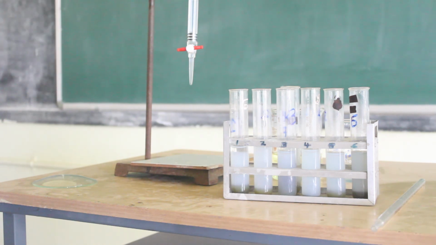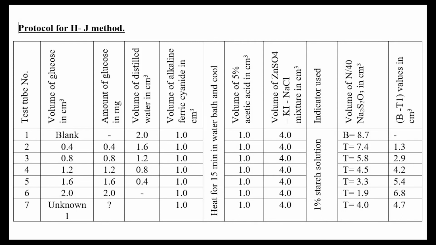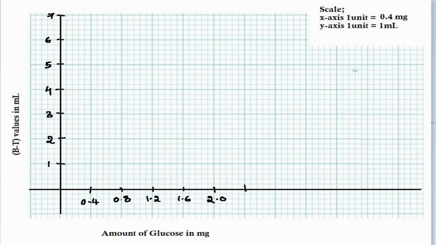Let us write down the values of the solution consumed in the titration, the volume of N by 40 sodium thiosulfate. If you observe, we have taken 8.7 as the B value. We are going to subtract each of the test tube values from B to obtain the B minus T value. Now let us plot the graph. We have taken the amount of glucose in milligrams on the x-axis and B minus T values on the y-axis. The scale is 0.4 milligrams for 1 unit on the x-axis and 1 ml of B minus T value on the y-axis. Let us start to plot the graph.